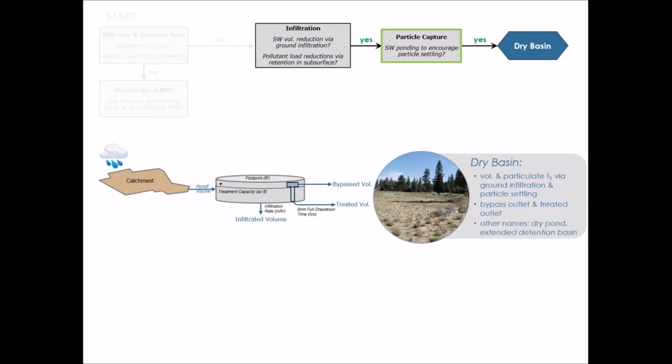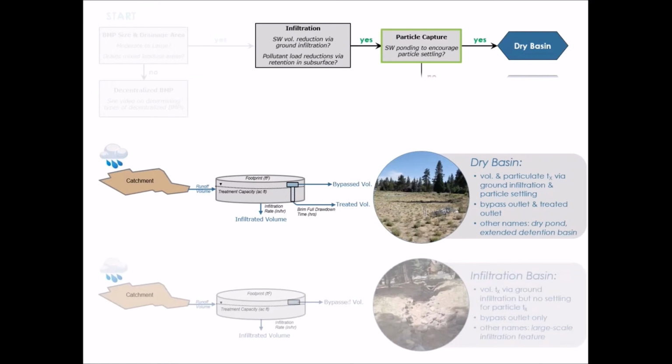Dry basins are flow-through basins that are designed to capture and pond stormwater, yet completely drain between storm events. Stormwater volumes are reduced via infiltration to the subsurface, and pollutant concentrations in stormwater are reduced by particle settling and capture as a result of the detention of volumes and reduced flow velocities. Dry basins have treatment orifices at the outlet that are engineered to slowly drain the basin.